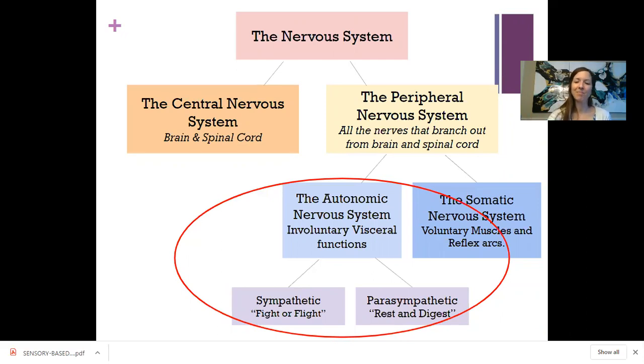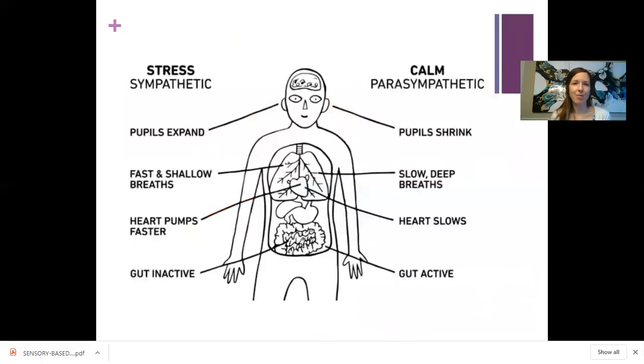More information here on the sympathetic versus parasympathetic. So some examples. When we're stressed and our sympathetic nervous system is active, some physiological things happen: our pupils expand, our breathing gets fast and shallow, our heart pumps faster, and our gut is not interested in digesting our food, because remember, it has to respond to that lion that's chasing us.